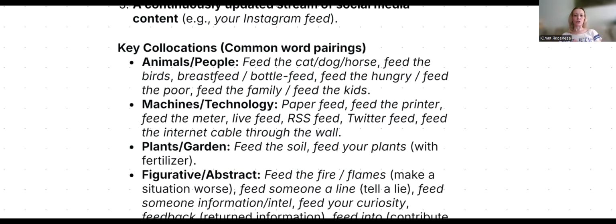Okay, machines, technology, paper feed, already mentioned. Yeah, feed the printer, we already know this. Feed the meter, like we had before, and so on and so forth. Look at this Twitter feed, right? Information that Twitter receives, and feed the internet cable through the wall. Okay, that is an interesting expression, by the way. Means kind of like provide the cable. No, not provide, I would say, but just kind of let the cable through the wall, right? So you could receive this internet signal.